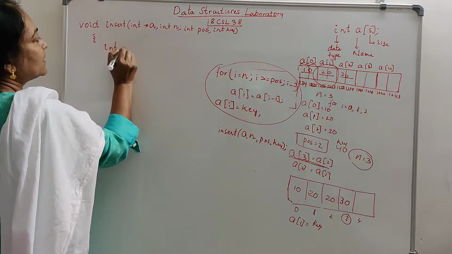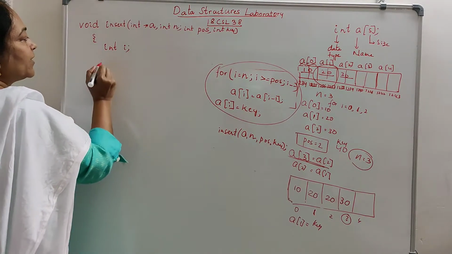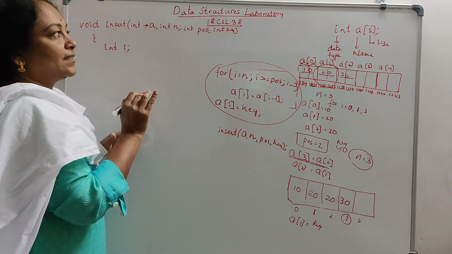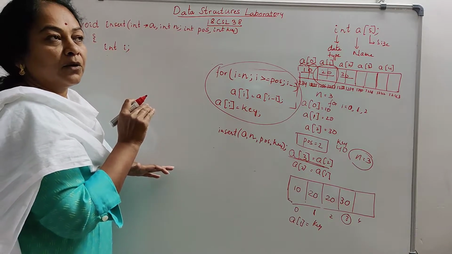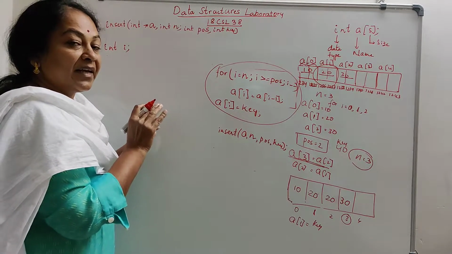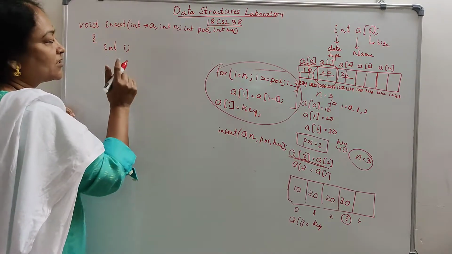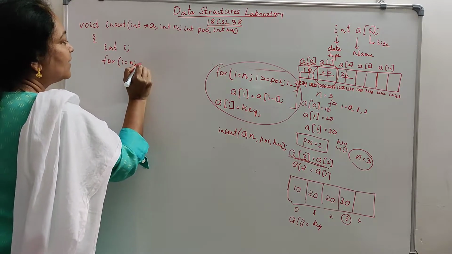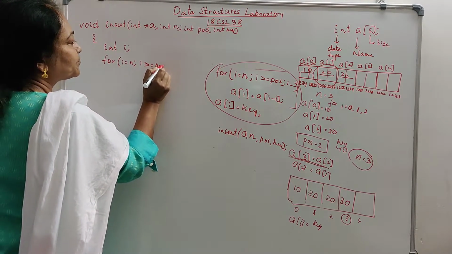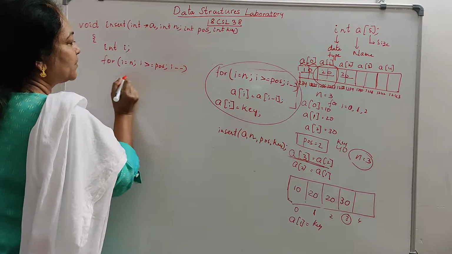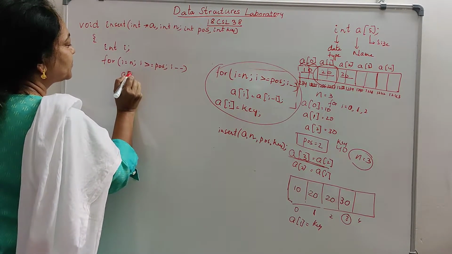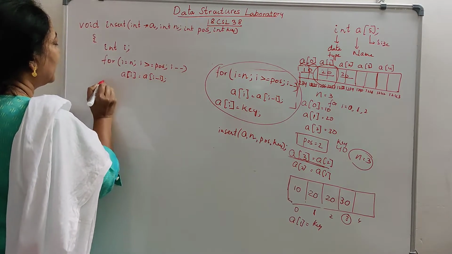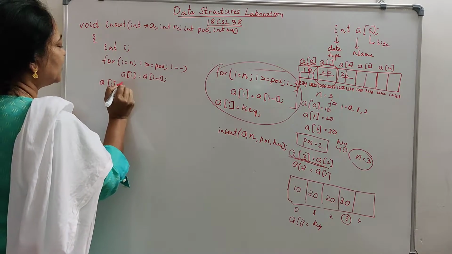Let us declare that variable. I need not display anything as far as this insert function is concerned, so directly I am going with the for loop. I is equal to n, I is greater than or equal to position, I minus minus, and A of I is equal to A of I minus 1, and you are inserting this key element in this.